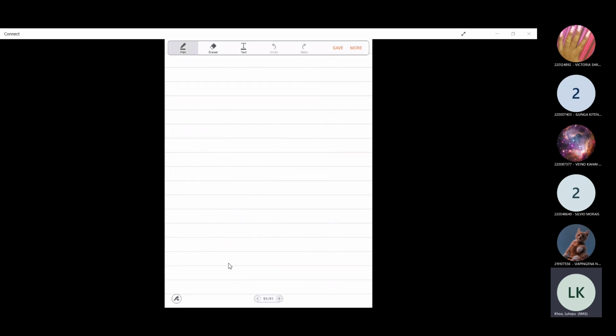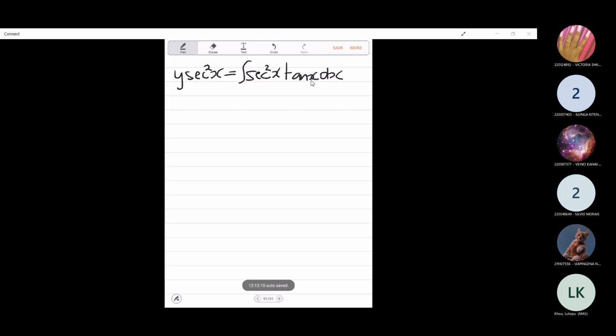Okay, and then now we just need to integrate to get rid of this derivative. So we have y sec squared x is equal to the integral of sec squared x tan x dx. Okay, so here we have tan x. The derivative of tan x is sec squared x. So this is just tan squared x divided by 2.